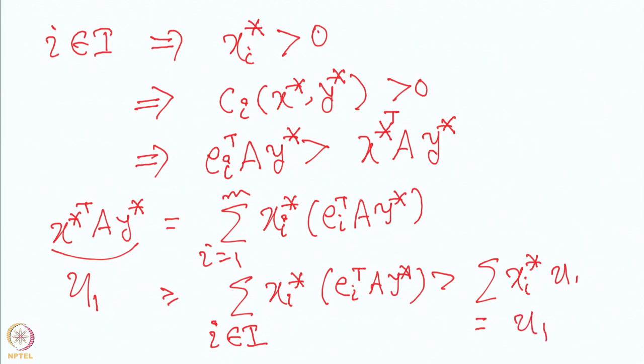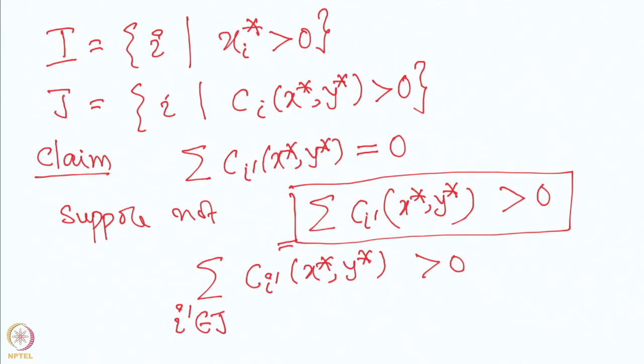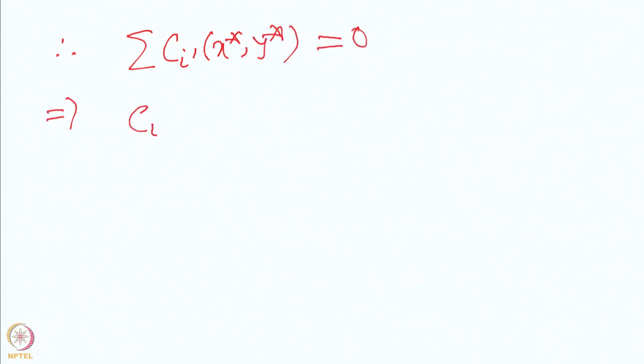Okay. So, what we have got is that u1 is strictly bigger than u1. So, this is a contradiction. This contradiction happened because we have assumed this. Therefore, summation ci prime x star y star is going to be 0. Therefore, ci x star y star is 0 for each i.